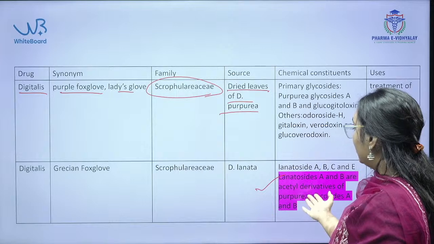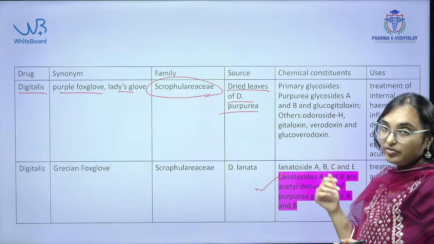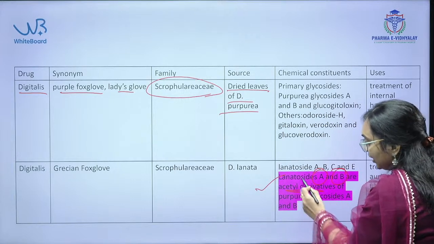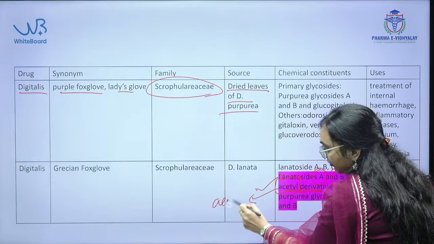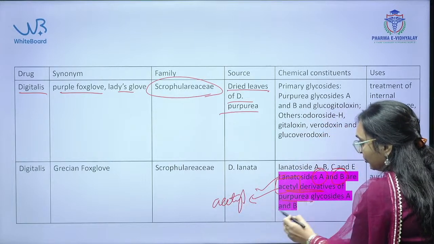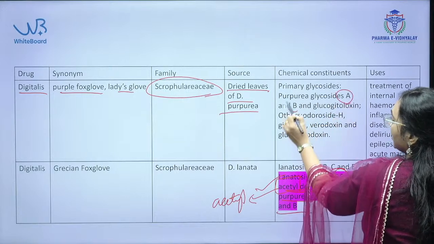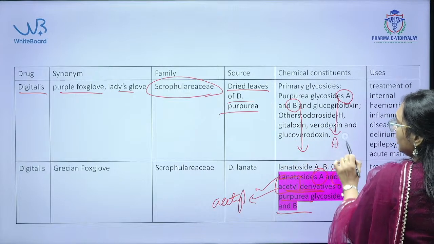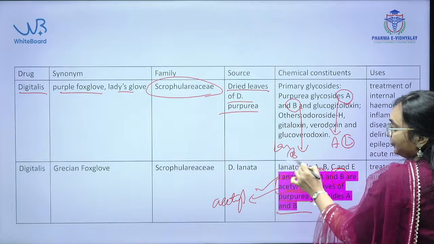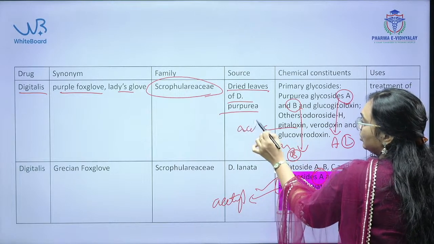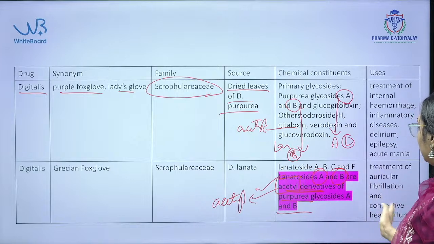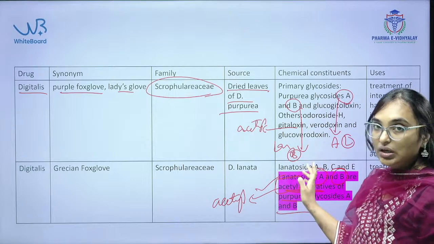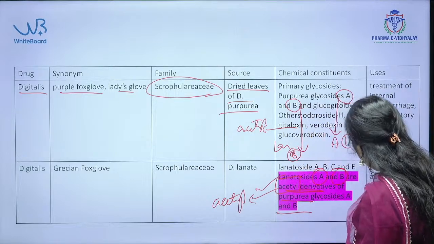Which of the following lanatosides are the derivatives of purpurea glycosides? Lanatoside A and lanatoside B are the acetyl derivatives of purpurea glycoside A and B. If you perform acetylation, they convert into lanatoside A and lanatoside B, by acetyl group addition. It is used for the treatment of auricular fibrillation and congestive heart failure. Important points: remember the chemical constituents here.